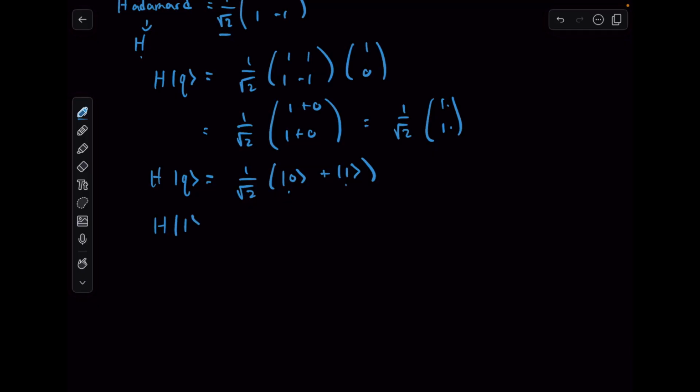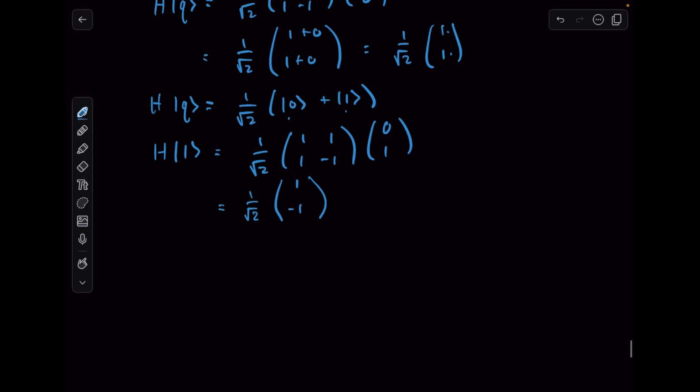what if we started in the state 1? Well, then we would have 1 over the square root of 2, 1, 1, 1, negative 1, and then 0, 1. And we can do the matrix multiplication here. It's going to give us 1, and then negative 1. So we get a different state. It's almost the same thing, but instead of a plus, we have a minus.